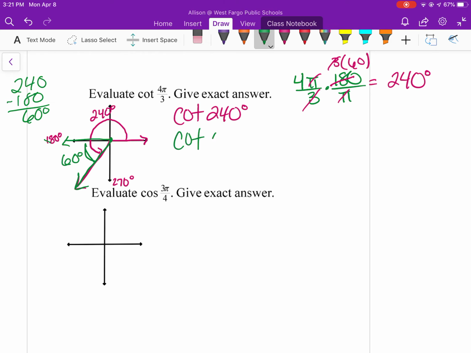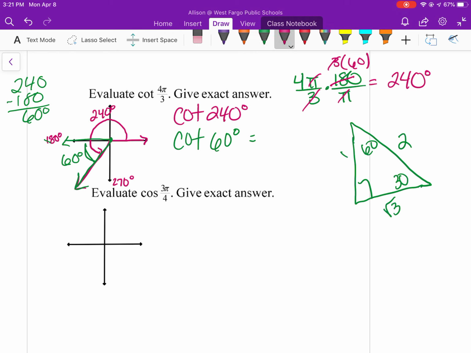So if I find the cotangent of 60 degrees, that will give me the cotangent of 240. And I can find the cotangent with the 30, 60, 90 triangle: 1, square root of 3, 2. Remember SOHCAHTOA.